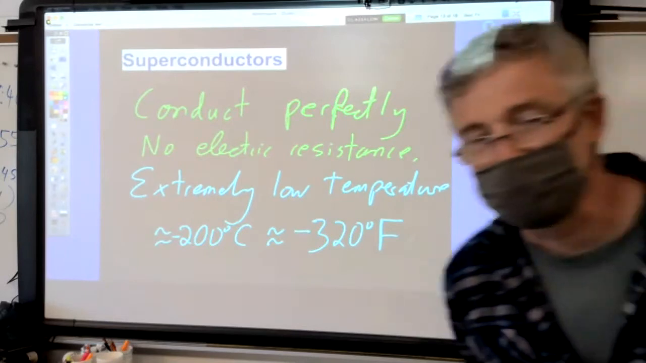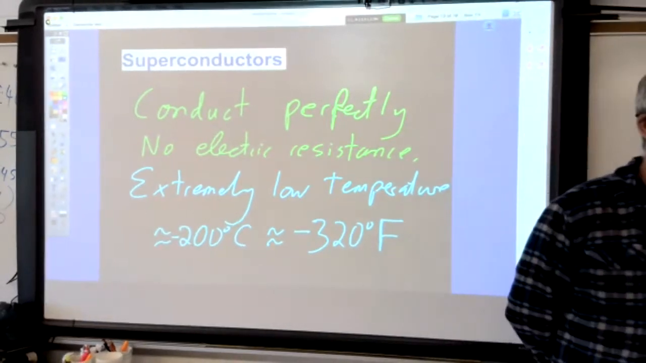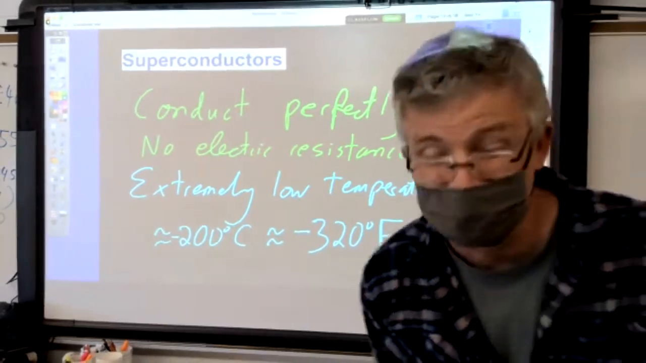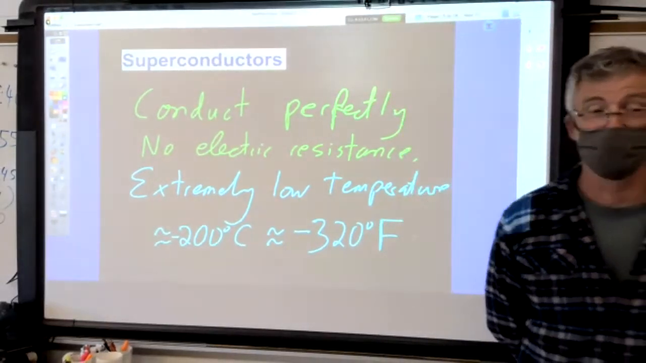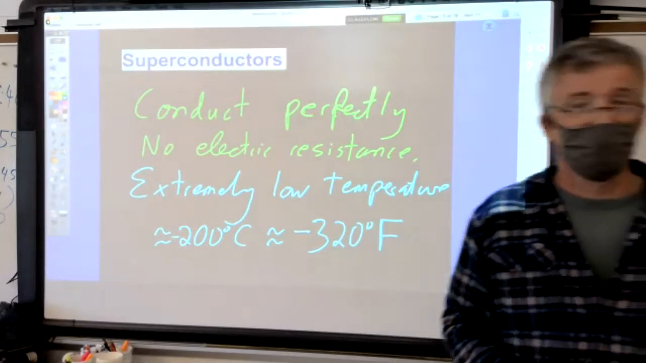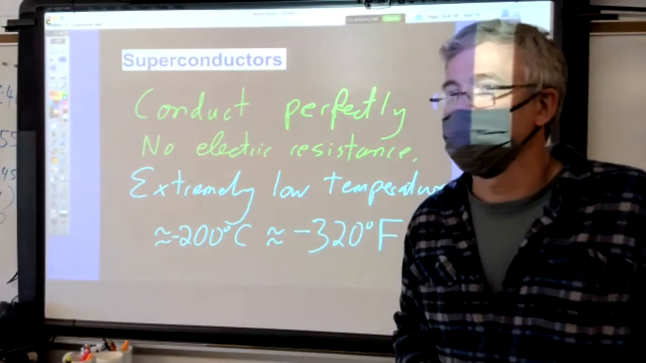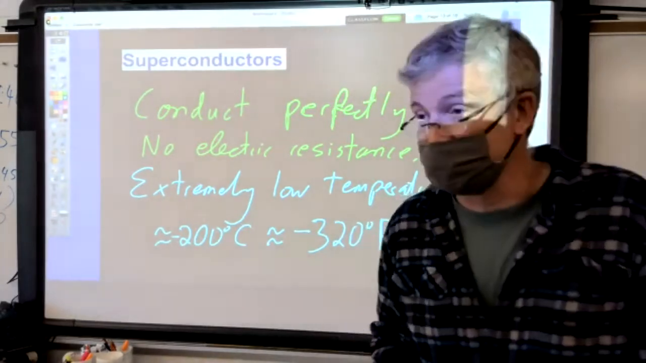These are chilly temperatures that do not exist on Earth normally. So it's very difficult and very energy consuming to produce temperatures that low. How cold does your freezer get? 20 below maybe, right? If you got a good freezer, that gets to 20 below.